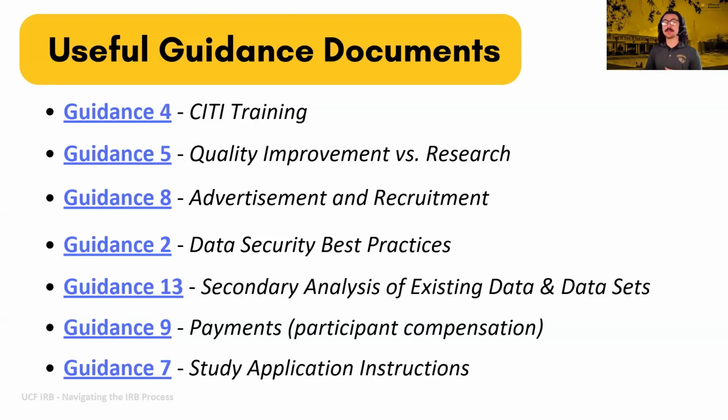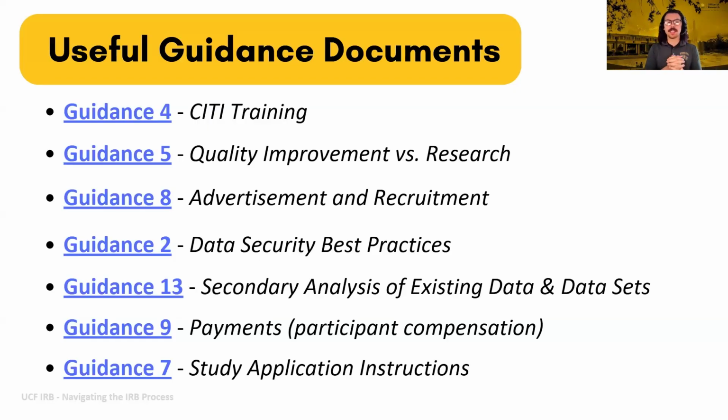We also have guidance 2, data security best practices. Data security is really important because a lot of research that we do may not be super risky, but ultimately you are collecting data from living individuals, and it's a big part of the IRB or the Human Research Protection Program to ensure that all of those standards are put in place, so that worst case scenario, if something happens, there are safeguards in place.